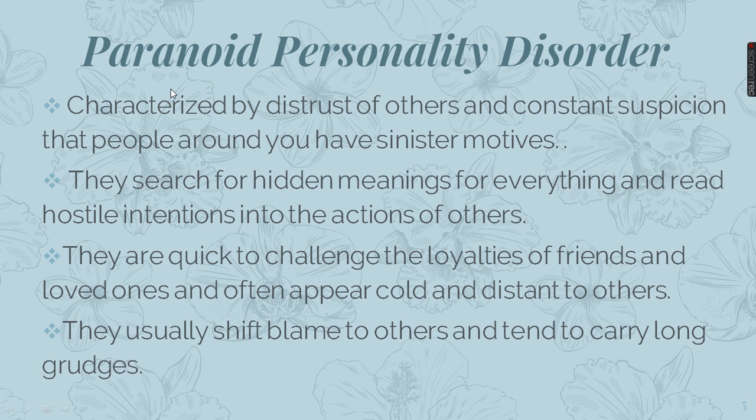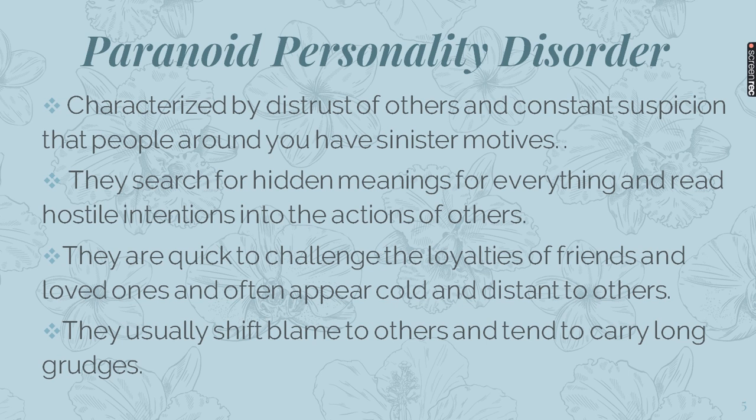Okay, so the first one under cluster A is paranoid personality disorder. So this is characterized by distrust of others and constant suspicion that people around you have sinister motives. So these people find it really hard to trust others. Okay, so they notice different kinds of meanings in the behavior of other people. Let's say, for example, I saw the two of you whispering something in front of me. So I might think that you are actually talking about me or you are saying something bad about me.